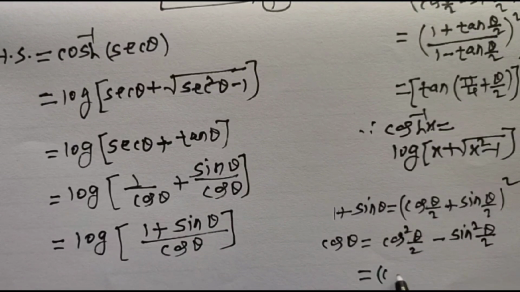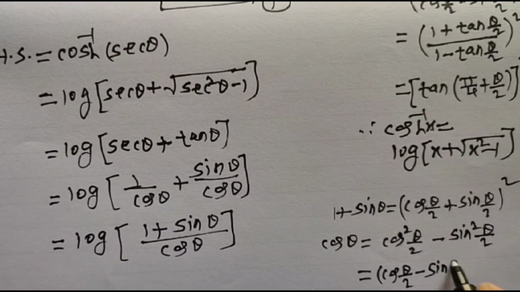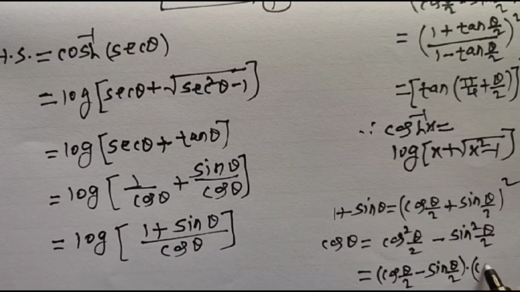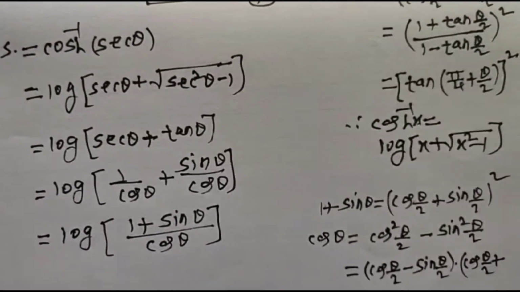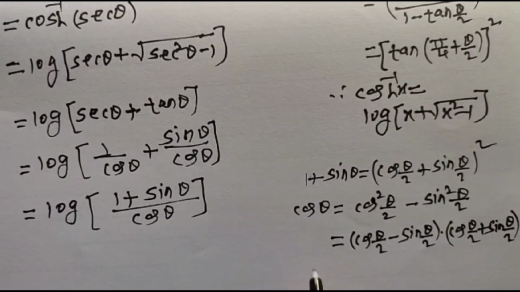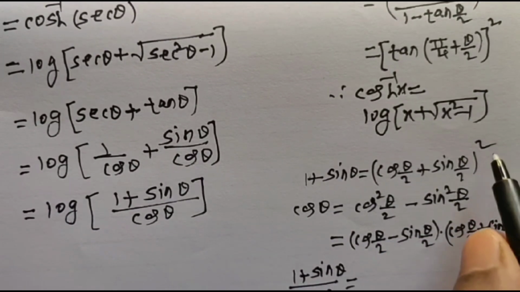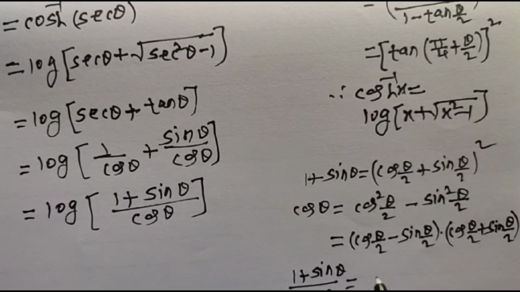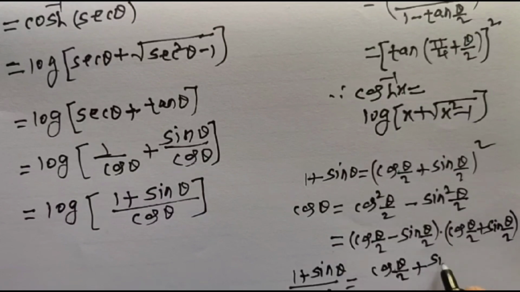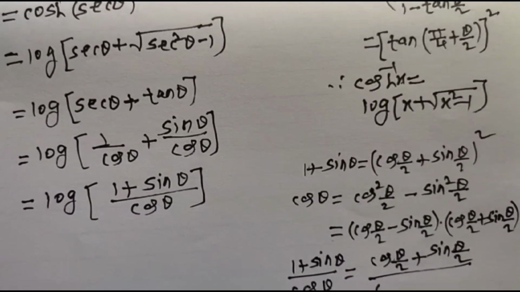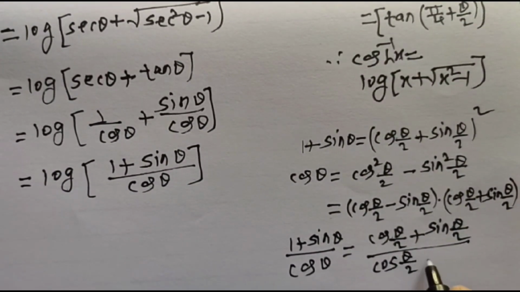So this can be written as cos of theta upon 2 minus sine of theta upon 2, into cos of theta upon 2 plus sine of theta upon 2. Now 1 plus sine theta divided by cos theta. That means this bracket square divided by this one. Square cancels with this, remains cos theta upon 2 plus sine theta upon 2 divided by cos theta upon 2 minus sine theta upon 2.